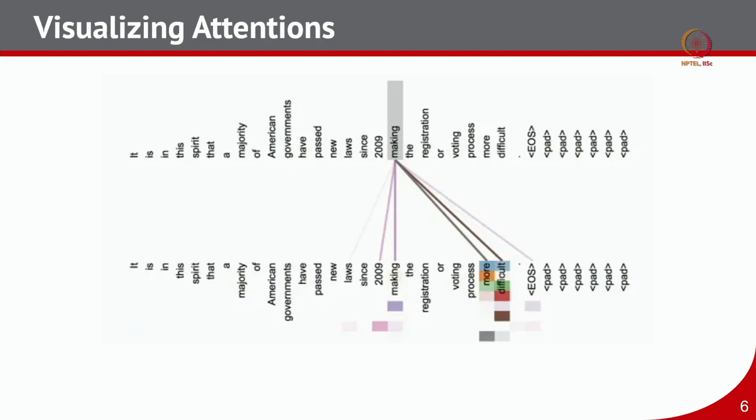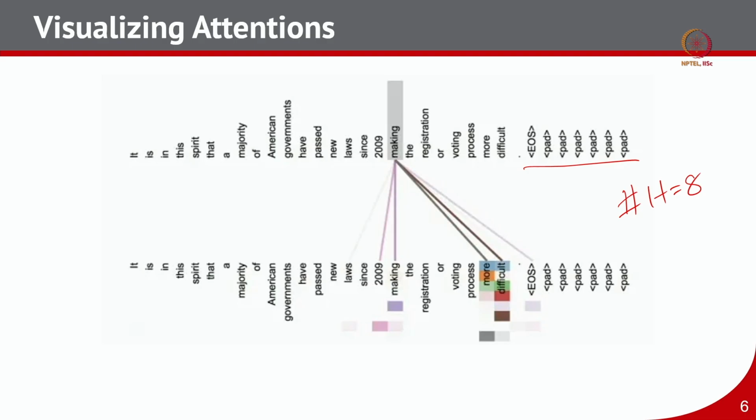Now let's take one example. It's in the spirit that a majority of American governments have passed new laws since 2009, making the registration or voting process more difficult. And then there's a period, then EOS, and then padding. EOS is nothing but end of sentence. Now if we perform multi-headed self-attention on that sentence, we will get some numbers. Let's say the number of heads in this case is 8.